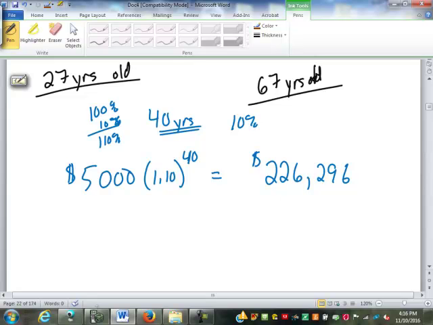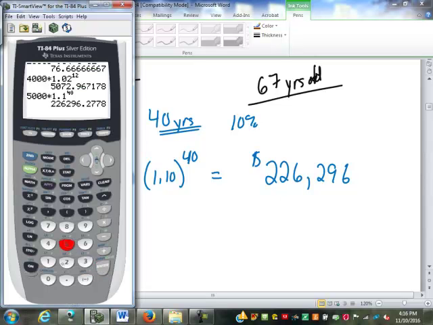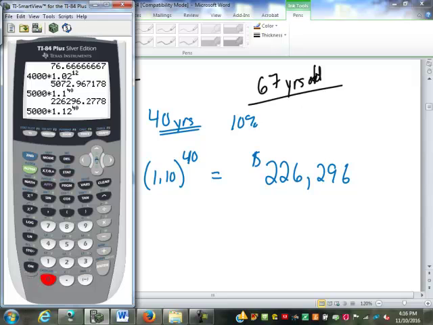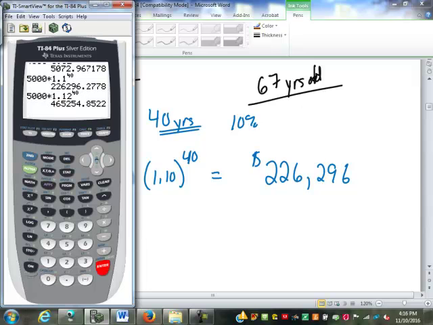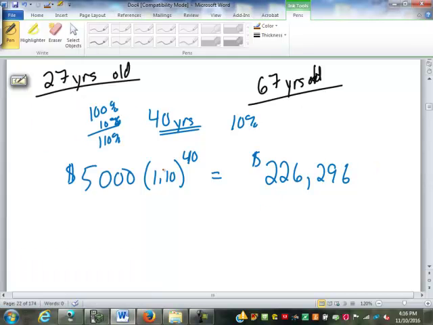By the way, that goes up at 12%. A lot of you think, oh, a couple, half a percent or 1% doesn't make that big of a difference. At 12%, that's 465,000, or more than double what we have here. But even at 10%, 226,000 is pretty good, right? That's if you started at 27.